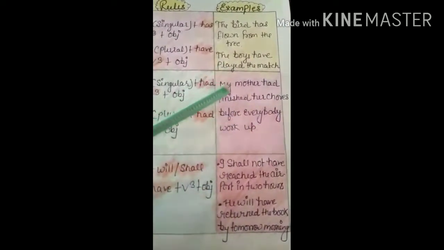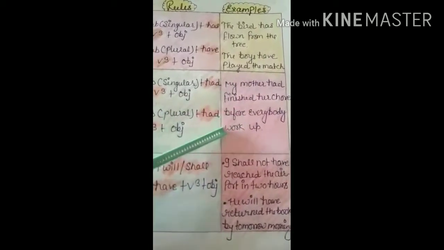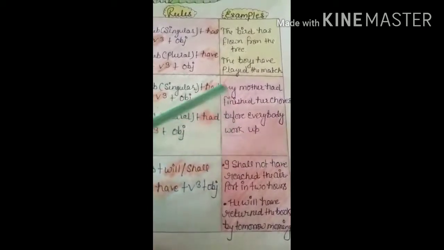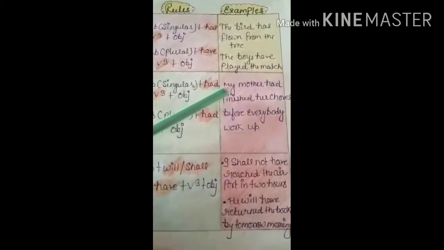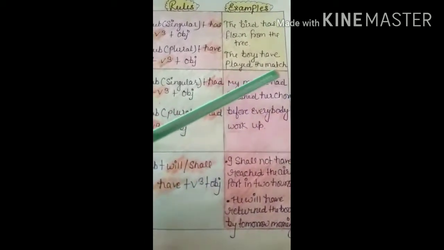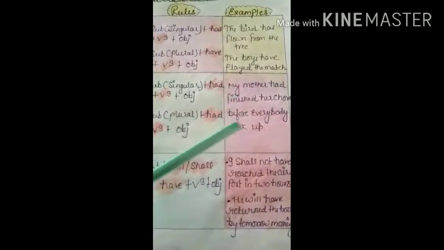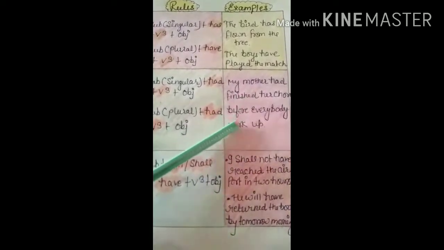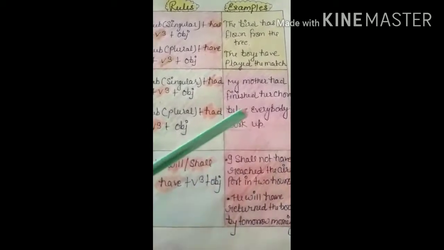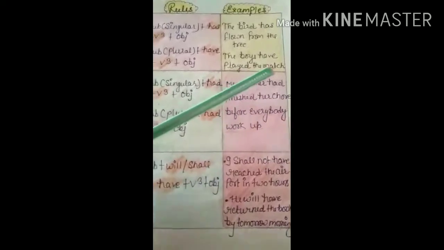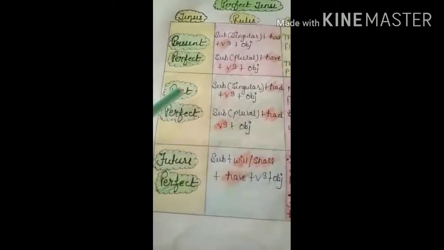My mother had finished her chores before everybody woke up. So here you can see there are two actions. Both the actions happened in the past, but this action happened first. So we use here past perfect, had plus third form. This is the second action. So we use simple past. Students, remember, in the second action we always use simple past, and in the first action we always use had plus third form. So students, this is about past perfect tense.